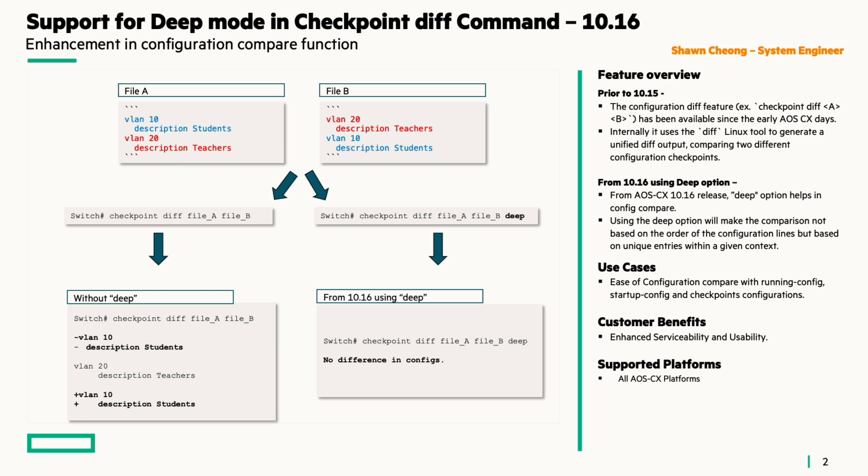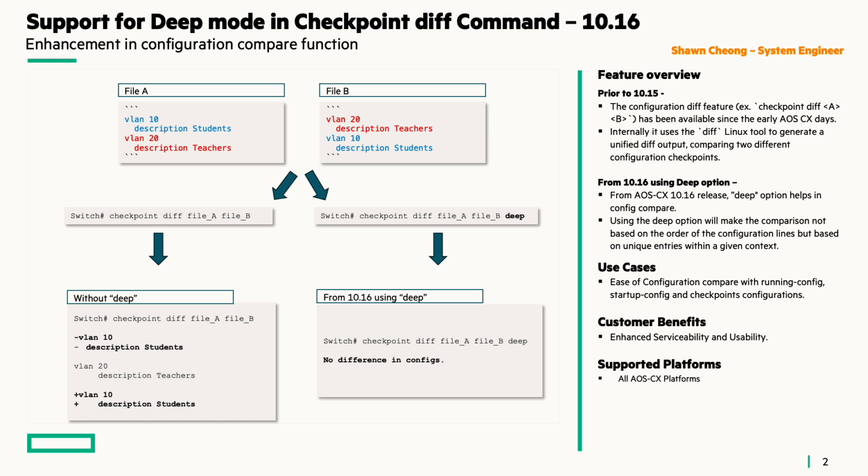So, when can you use diff mode? It can be used when we compare running config, starter config, or checkpoint files. It can be used when we want to ignore small differences like line order. It can be used when we care about real changes in a configuration. This makes it easier to understand what really changed, and that improves service and troubleshooting.